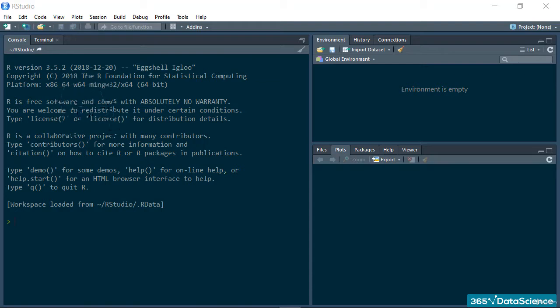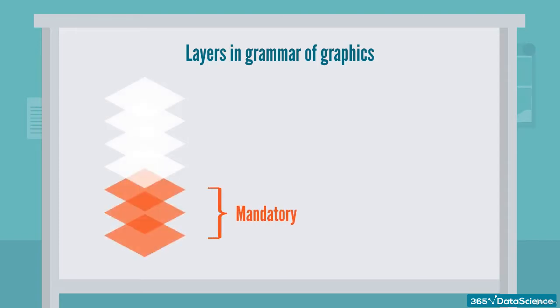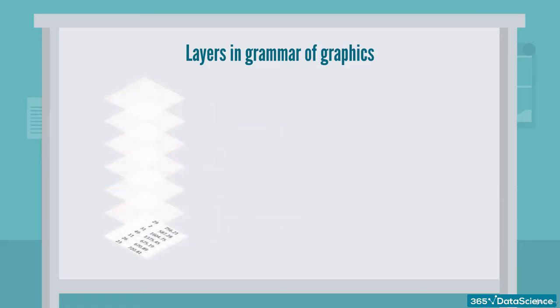in detail. For now, let me give you a quick overview of each of these 7 layers, which constitute the grammar of graphics. The first 3 layers are mandatory, while the remaining 4 are optional. Let's start with the first layer, also known as the data layer.